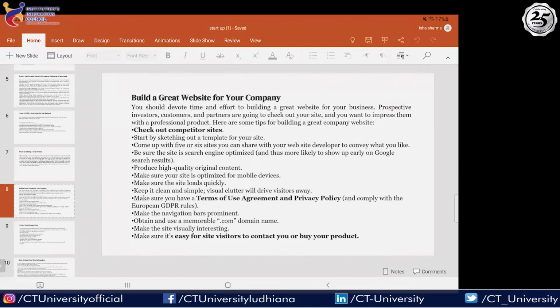Then if I talk about the legal part of it, your terms and conditions and privacy policy need to be written very, very aggressively, protecting you from any liability that can happen.